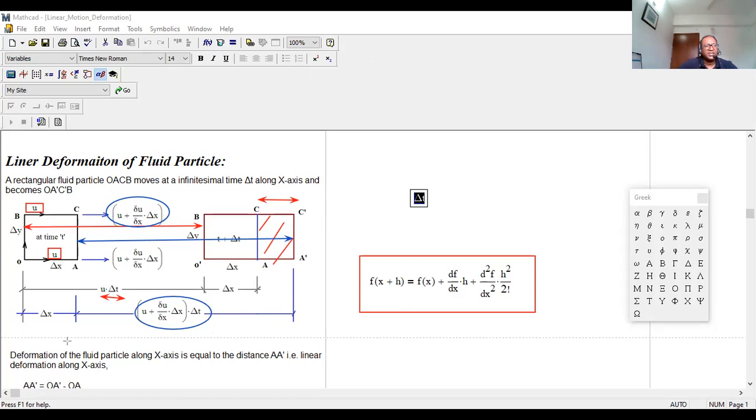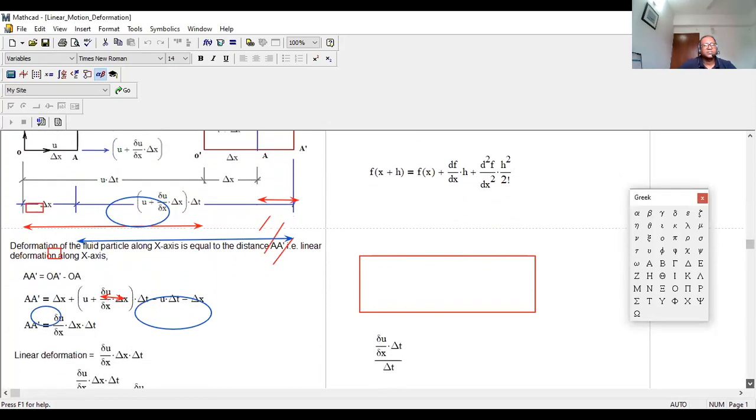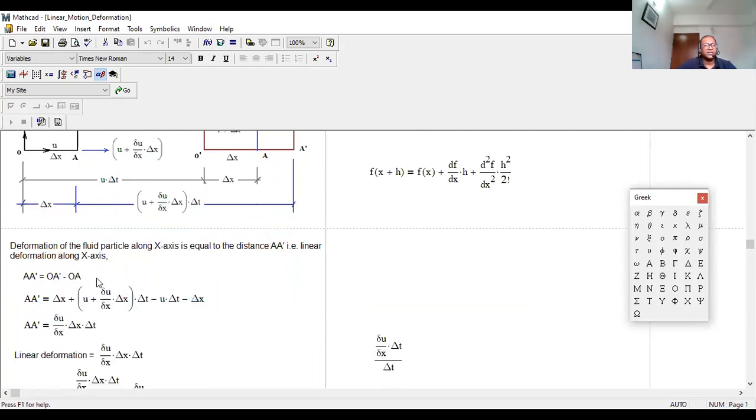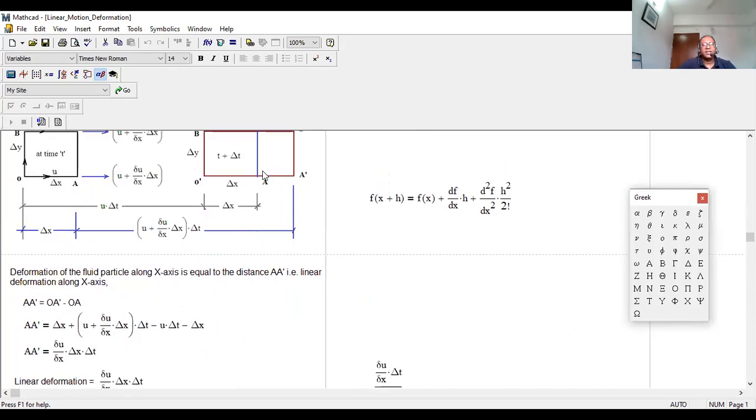Now, how much is this distance? Del x, right? And how much is this distance from here to here? It is del x. So the distance from here to here, then subtract from here to here, you'll get the line AA prime. One second. I have to erase all the lines. So line AA prime, this much distance I need to figure out, equal to line OA prime minus line OA, that we figured out, okay?